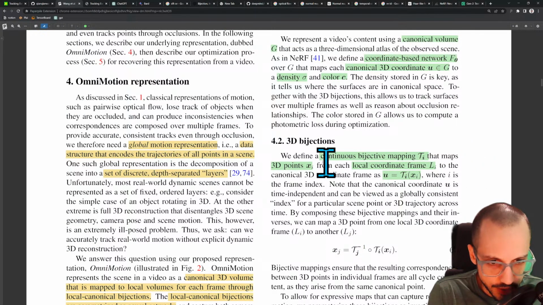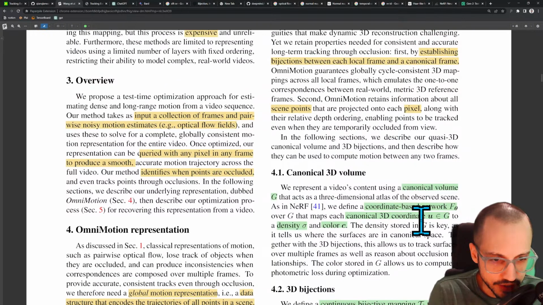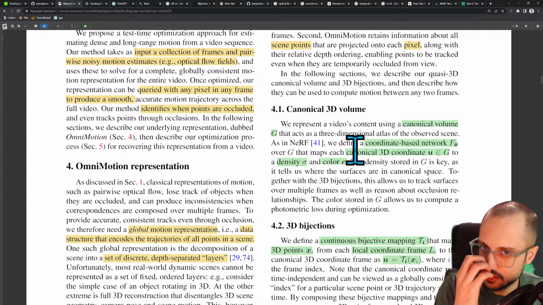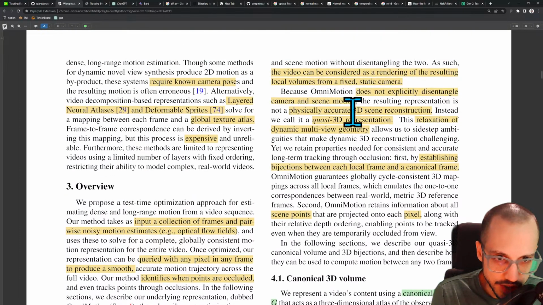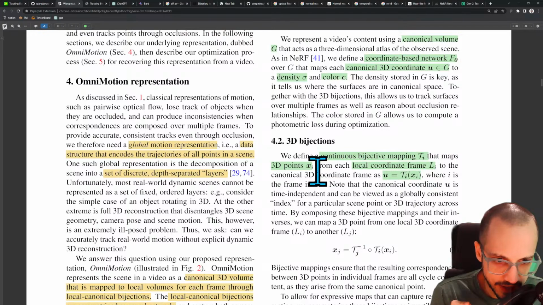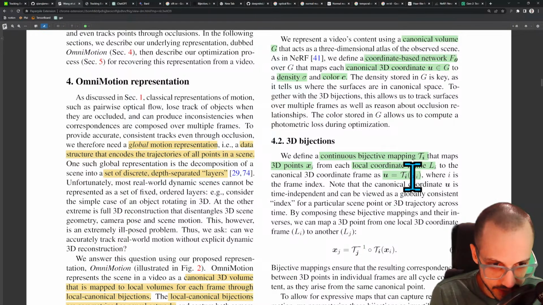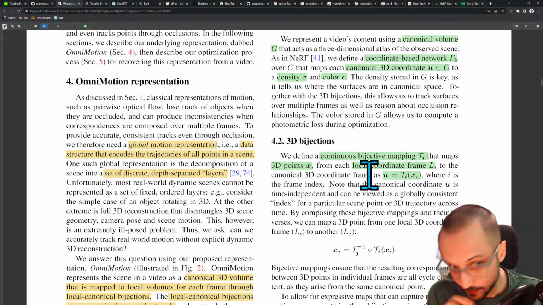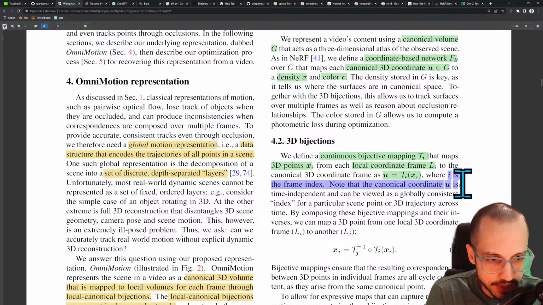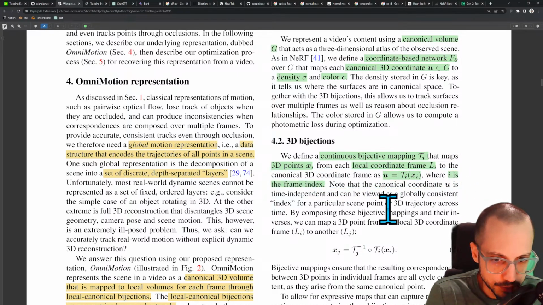Okay, so note here how the 3D point x_i is separate from the canonical 3D coordinate u, right? So u and x_i, right? The U in G is not actual 3D space. G is this quasi 3D space. So they have a mapping which goes from actual 3D space x_i into this quasi 3D space G. So x_i is the point in real 3D space, u is the point in quasi space. i is the frame index, so if you have a 5-second video at 30 frames per second, that's what the i is referring to.